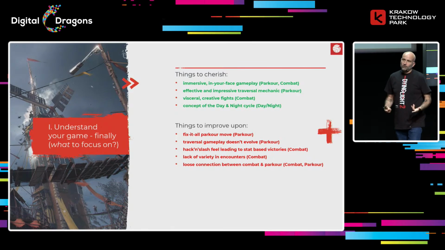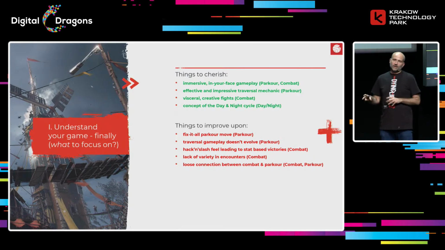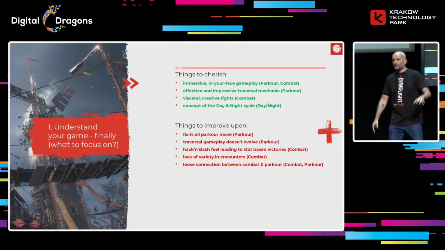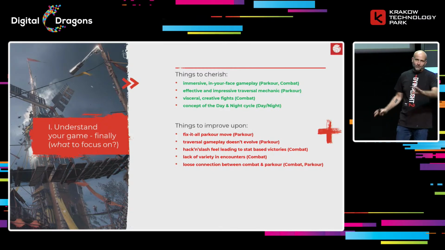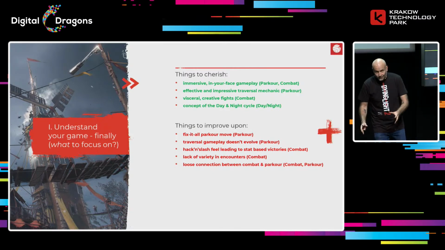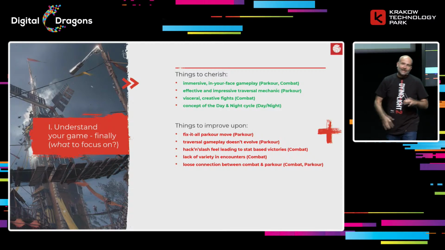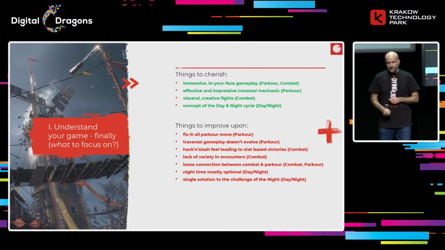Another thing that people noticed was the very loose connection between combat and parkour. In Dying Light 1, how it usually looked is that you were traversing through the city, jumping and running, and I will not do parkour here because I will fall down, but you were doing this, stopping for a combat encounter, slashing, and then continuing your parkour run. So we wanted to connect those things, definitely.